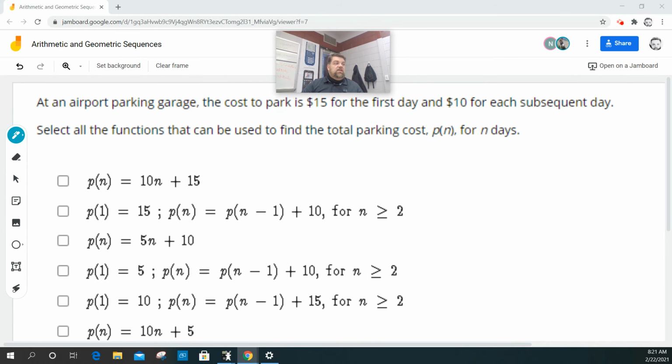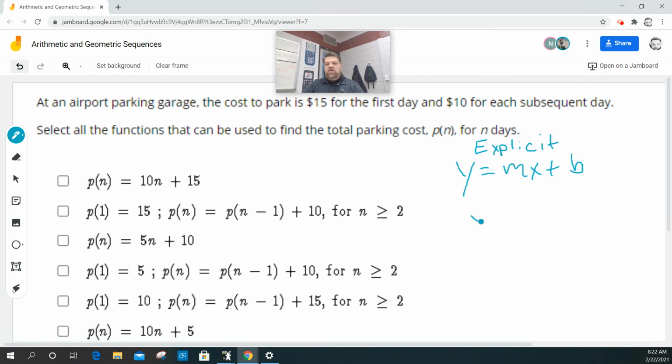So this is an interesting one because this is something that you guys could already do. It's a linear function, right? You have an initial condition and then the rate. So this should be like y equals mx plus b. But by the way, this is what we call the explicit form of the sequence.